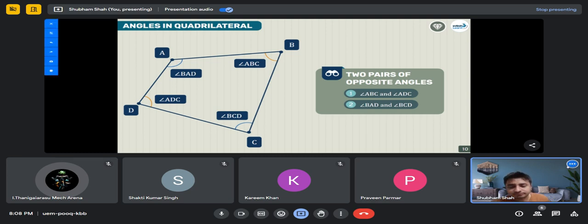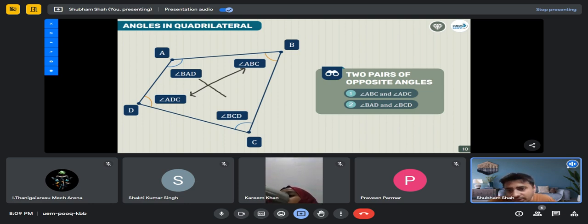Opposite angles. These two angles are opposite to each other. Angle ADC is opposite to angle ABC. Angle BAD is opposite to angle BCD. These are opposite angles. Opposite means facing each other. These are known as opposite angles of a quadrilateral. Clear?